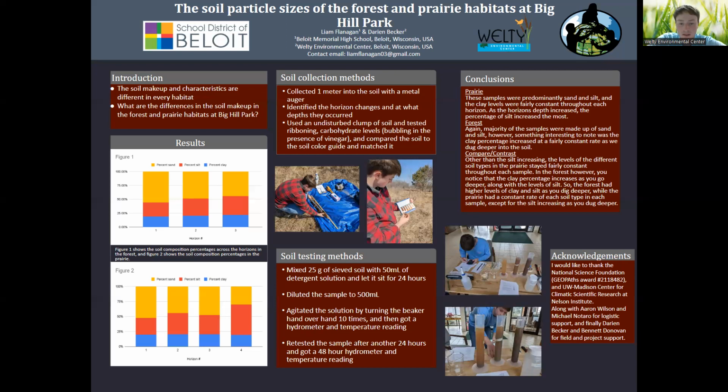As for the main soil testing, I started with mixing 25 grams of sieved soil with 50 milliliters of detergent solution, and then you let that sit for 24 hours. Then I filled the 500 milliliter beaker with the solution and the remaining amount you needed to fill the beaker with water. Next, you mix the solution by turning it hand over hand 10 times. And lastly, I tested the soil samples through 24 and 48-hour hydrometer and temperature readings.